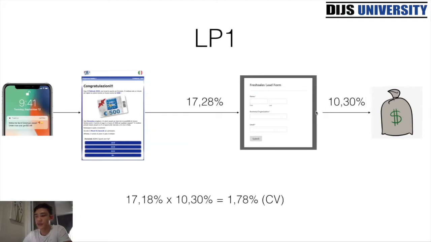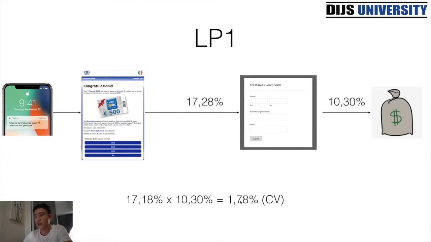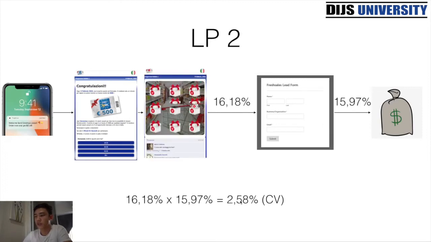To get a little bit better perspective of what that means, the conversion rate per view for landing page 1 is 1.78%. You multiply these two, 17% times 10%, and 1.78% of the people that actually click on your push notification will convert. But for landing page number 2, that would be 2.58%. So that's quite a big difference, 1.78% and 2.58%.